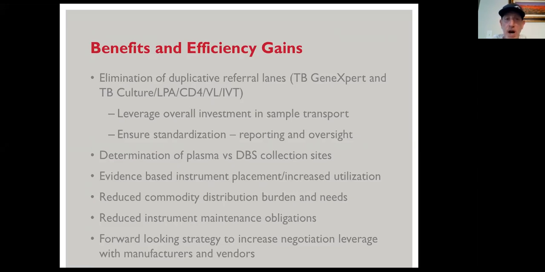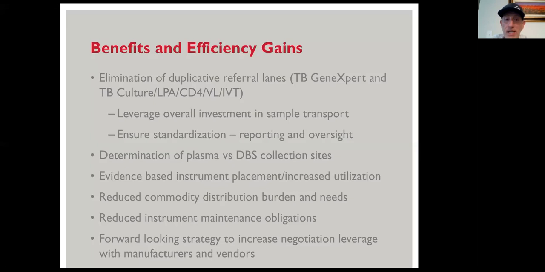We do see commodity redistribution and distribution burden needs decrease, and that's because doing 100,000 tests on 10 machines costs less than doing 100,000 tests on 5 machines, because of the commodity distribution that's required. There is a minimum amount of stock required at each lab, and the greater efficiency and utilization you can gain, the more you actually see commodity distribution reductions.